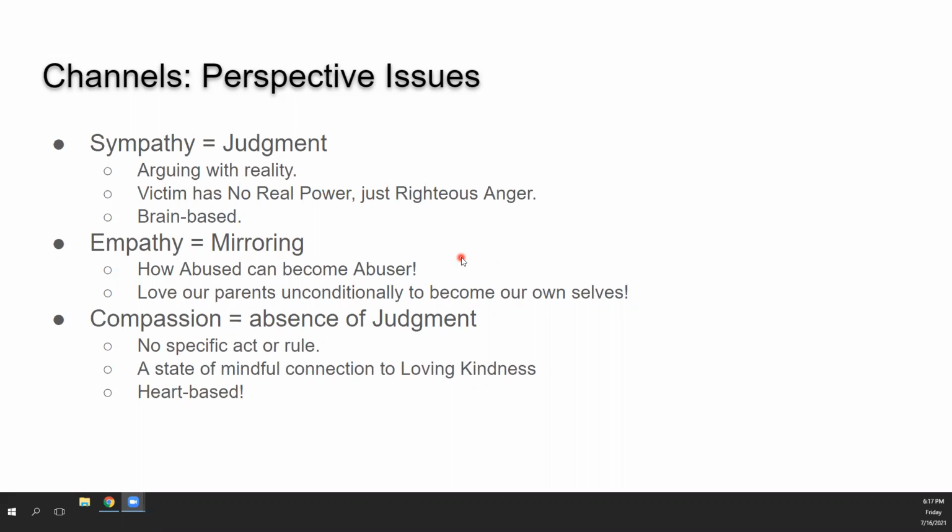Empathy is our ability to mirror. And this is how abused can become abusers. Let's say I'm a 3-year-old boy and my parents are alcoholics. So every time the door opens, I mirror. I mirror my parents' emotional and physical states. I mirror them for my own safety, for my own survival.